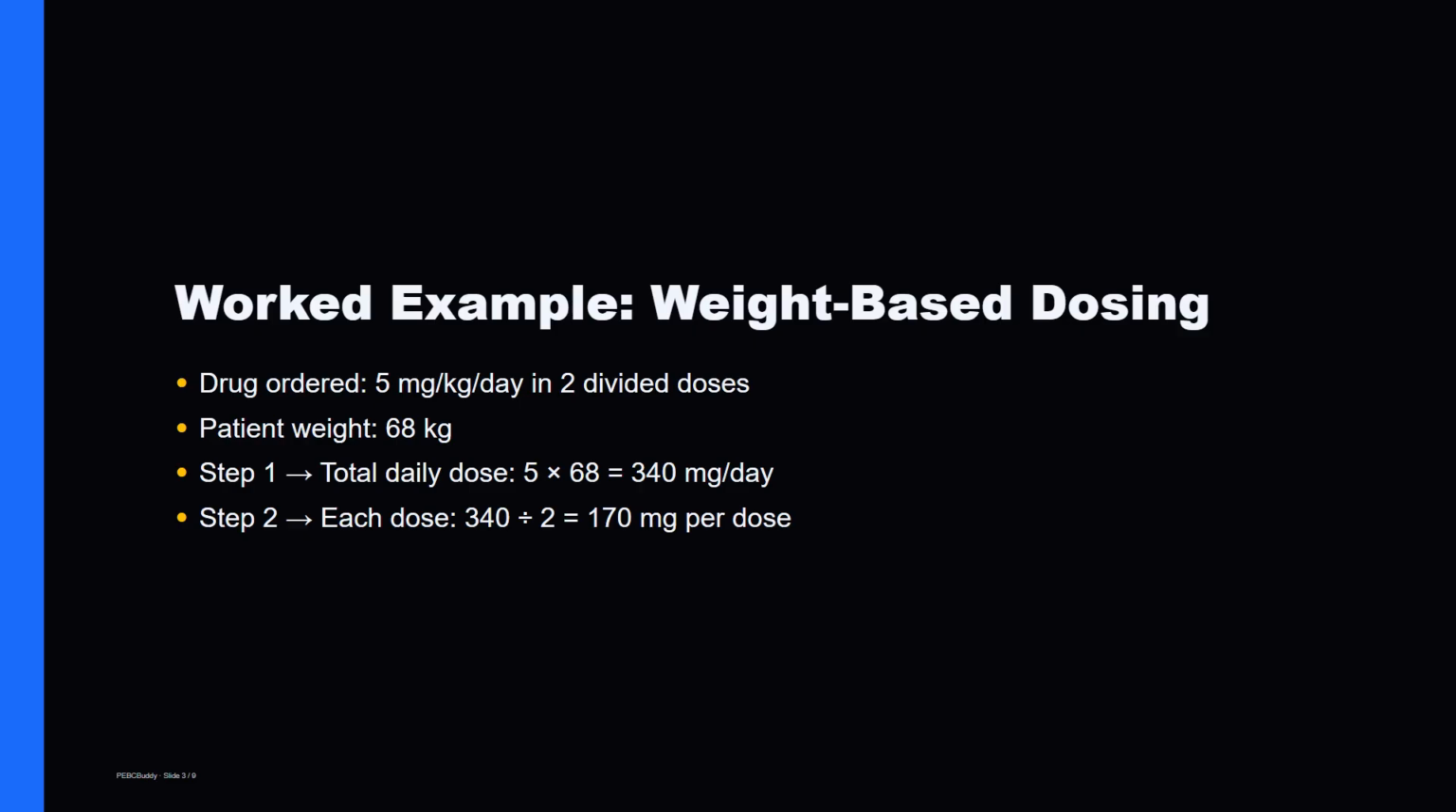Simple chain, right? Where students go wrong is they forget to divide by the number of doses, or they flip the question and calculate a single dose when it asked for the daily total. Always reread what the question is actually asking before you write your final answer.